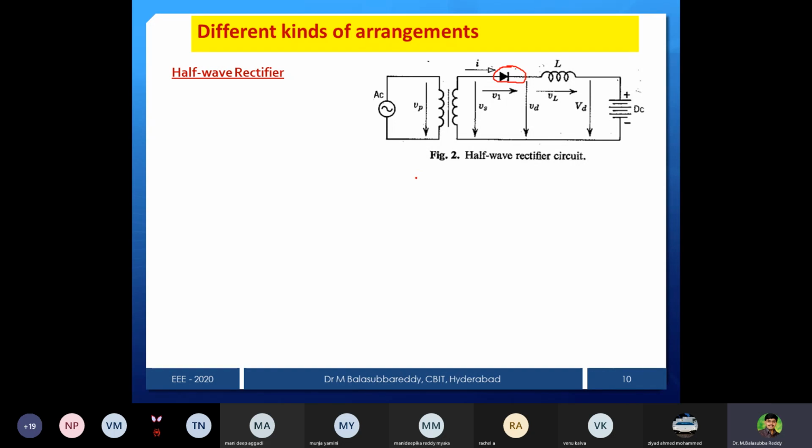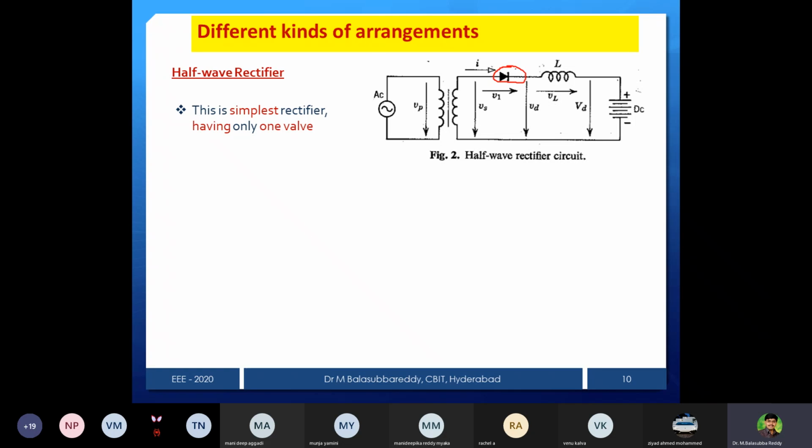If it is a half wave rectifier, how is the analysis going to be? Now there is a source, and because the transformer is connected between the valve and the source, you can get the voltage across the device, the voltage across the inductor, and the output voltage. All these analyses will come here. For the positive half cycle, what will happen? The diode will be forward biased and the output is the same as the source.